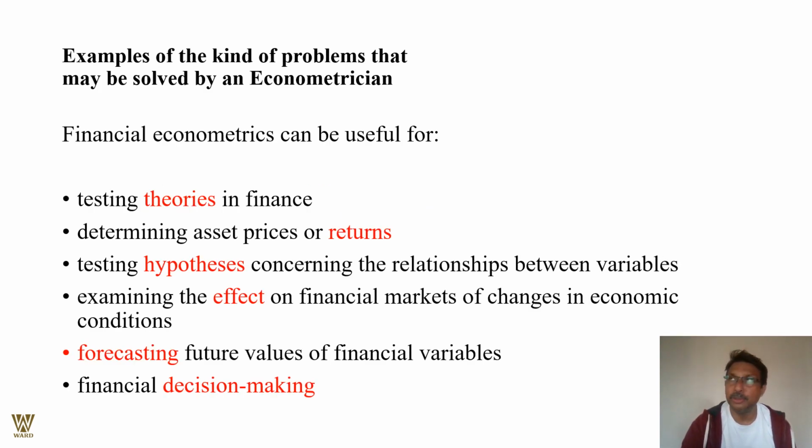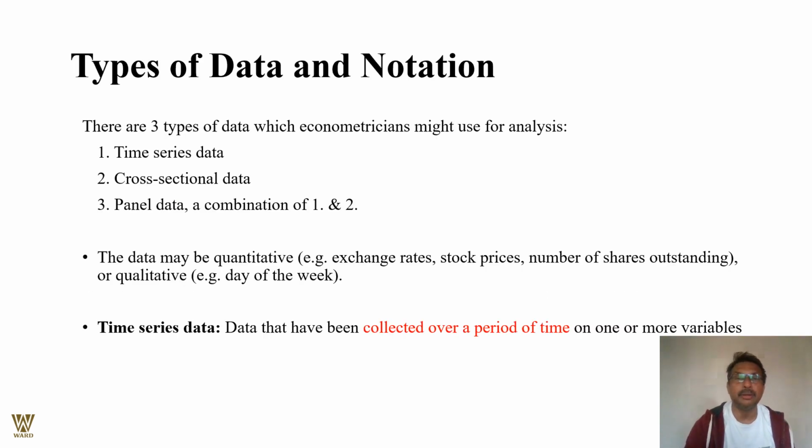Examples of the kind of problems that may be solved by an econometrician. Financial econometrics can be useful for testing theories in finance, determining asset prices or the asset price returns, testing hypotheses concerning the relationship between variables, examining the effect on financial markets of changes in economic conditions, forecasting future values of financial variables, and financial decision making. So what are we looking into? The theories in finance, determining the asset prices and returns, the hypothesis testing that needs to be done, examining the effects on financial markets, forecasting future values of financial variables and the financial decision making then and there.